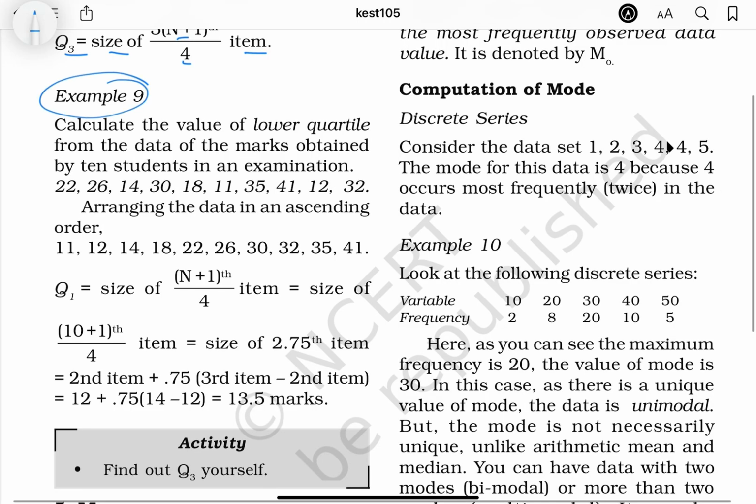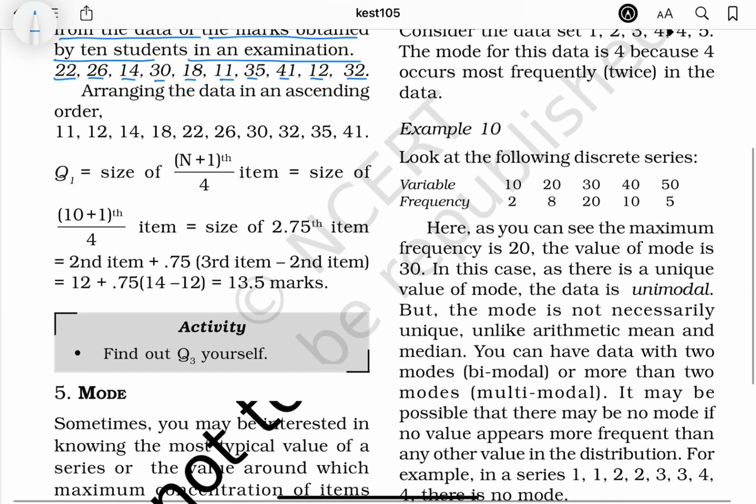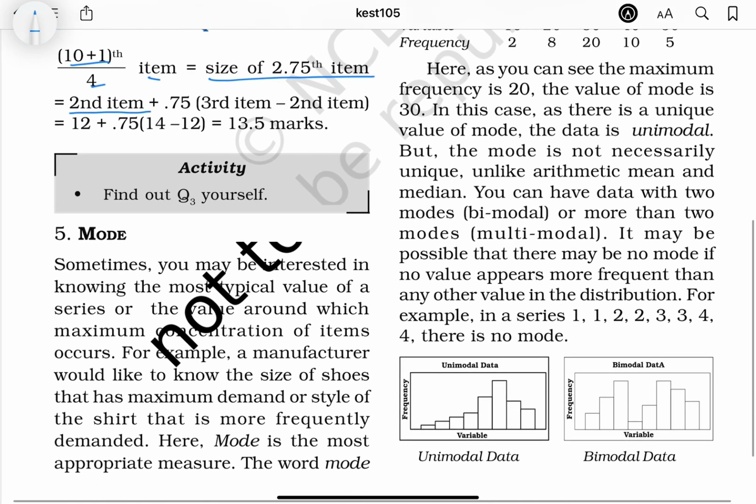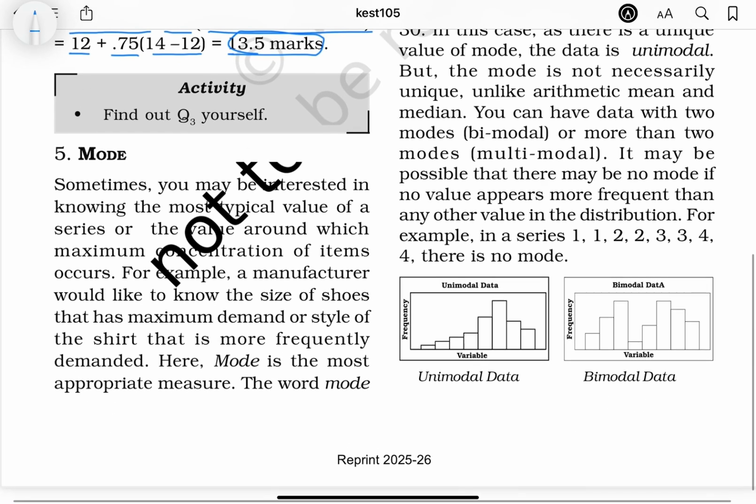Example number 9. Calculate the value of lower quartile from the data of the marks obtained by 10 students in an examination: 22, 26, 14, 30, 18, 11, 35, 41, 12, 32. Arranging the data in ascending order: 11, 12, 14, 18, 22, 26, 30, 32, 35, 41. Q1 = size of (n plus 1) divided by 4 item = size of (10 plus 1) divided by 4 item = size of 2.75 item = second item plus 0.75 (third item minus second item) = 12 plus 0.75 (14 minus 12) = 13.5 marks.